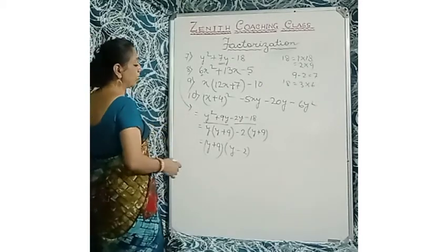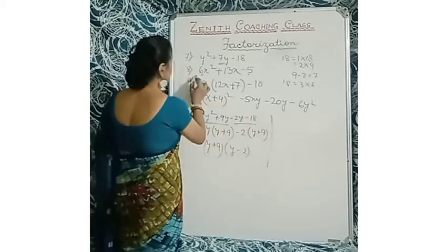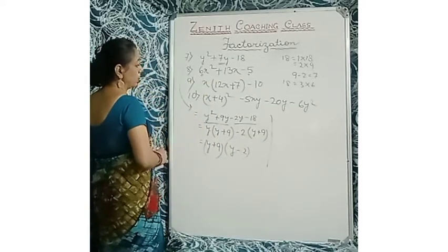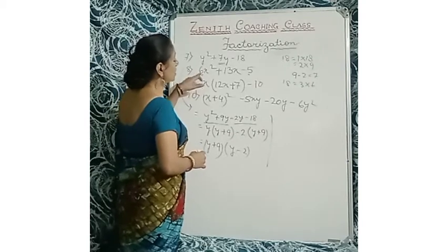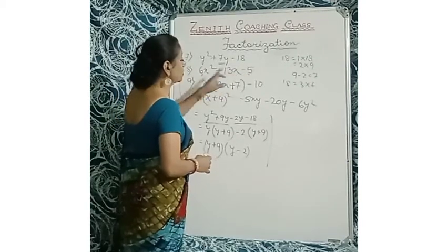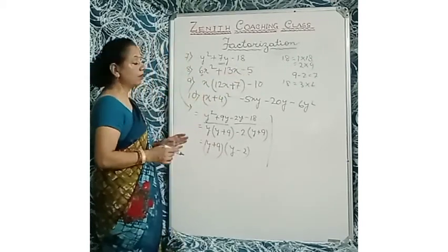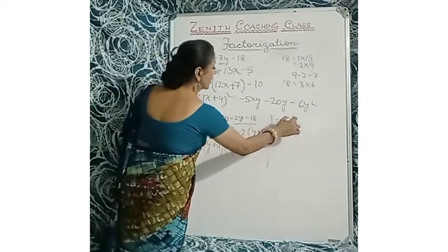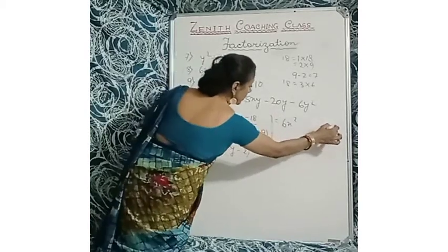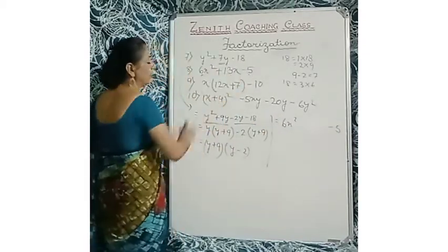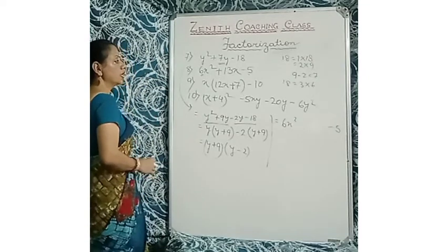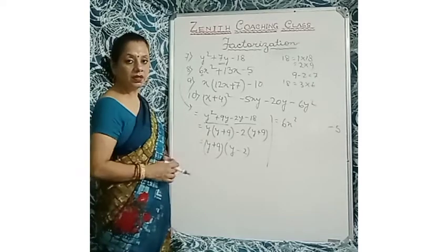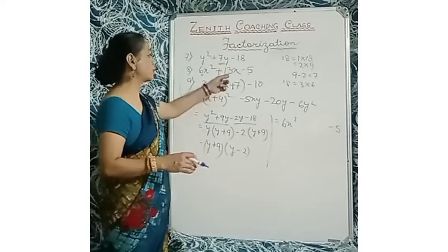Now this is question number 8. That is 6x square plus 13x minus 5. So you take the coefficient of the first term and the constant term. So 6 fives are 30. But you have to arrive at 13x. First you write 6x square, last you write minus 5, and in the middle you write 13x. So 6 fives are 30, and if I take 10 threes are 30, so plus 10 plus 3, that is plus 13.